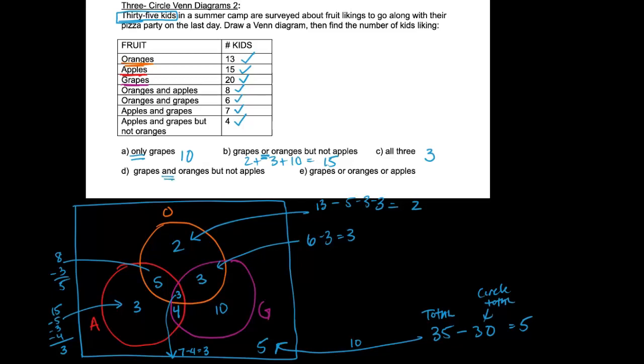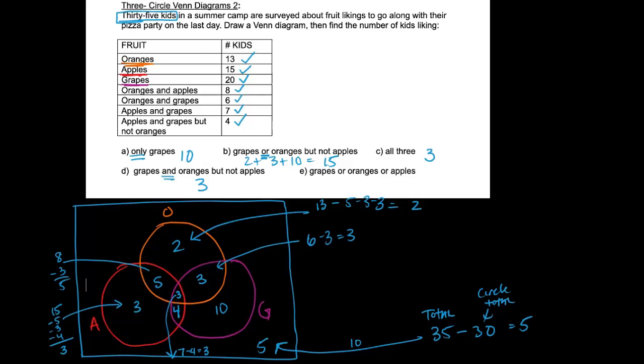So and means it has to be in the grape and orange circle, but we cannot include apples. So it's similar to B. So I could start by just crossing off all of the apple numbers, because we don't want apples. But and means that it's got to be in both grape and orange. So I'm just going to look at this 3 number right here, and that's the answer. Now compare that to B, where we said grapes or oranges. We counted the 2 and the 10 because or is a little looser. It means that we could include kids that like oranges and not grapes, or grapes and not oranges. They don't have to like both.